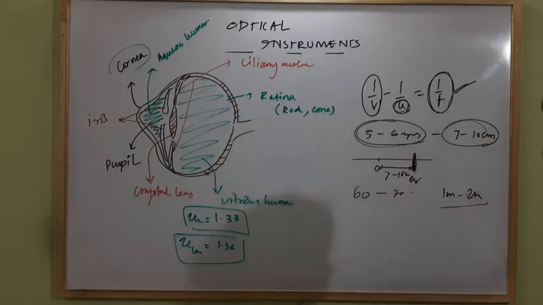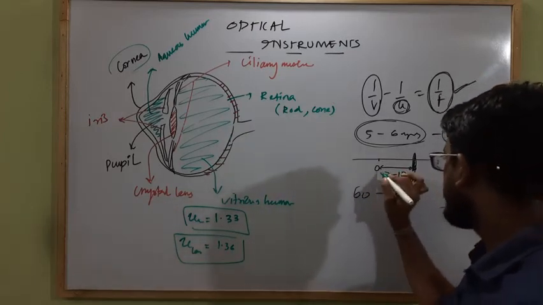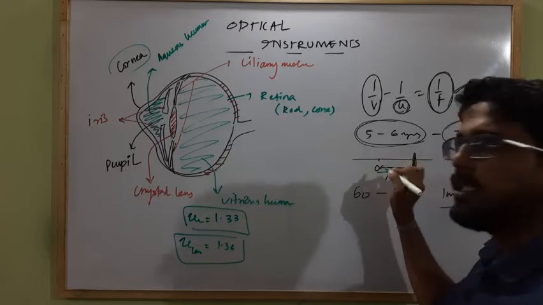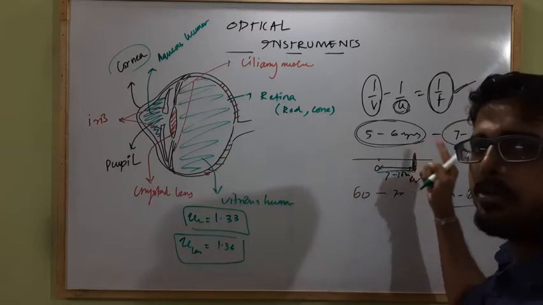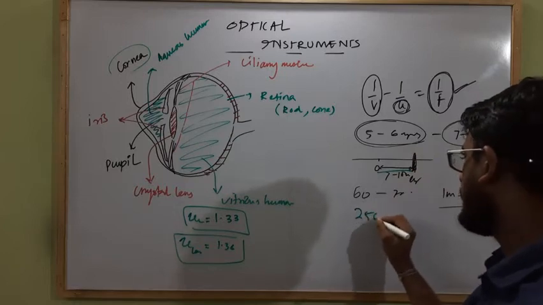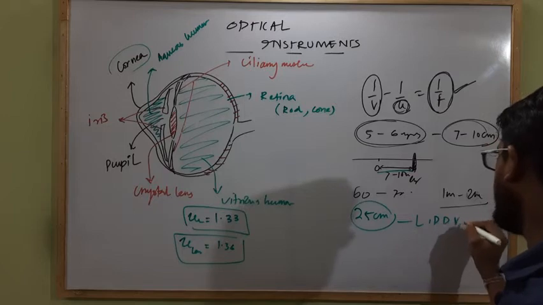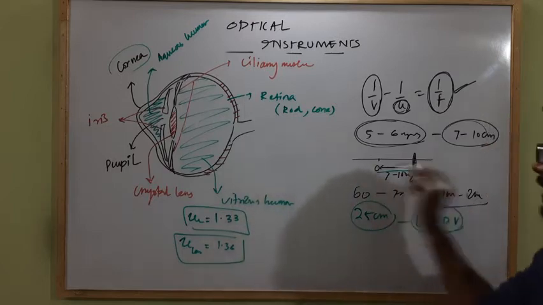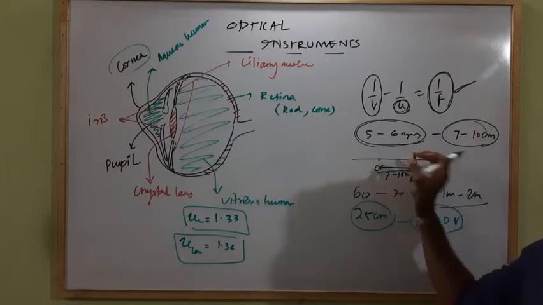So in general, for the human eye, the minimum distance from the eye at which an object is placed so that it can create its image on the retina is 25 centimeter. This is known as the least distance of distinct vision. This is the average value of the minimum distance at which an object can be placed.